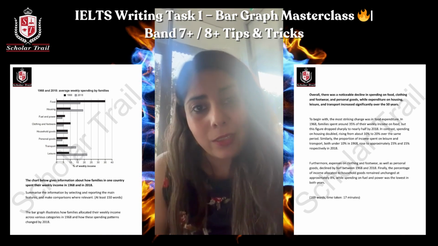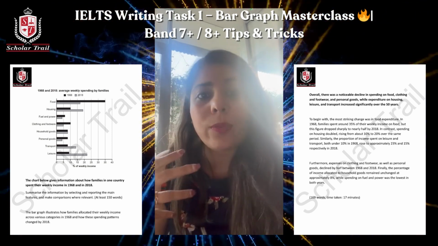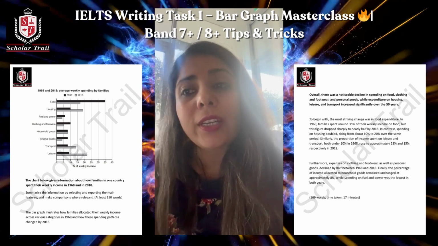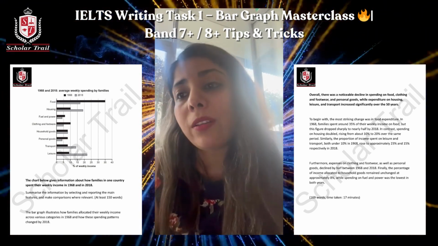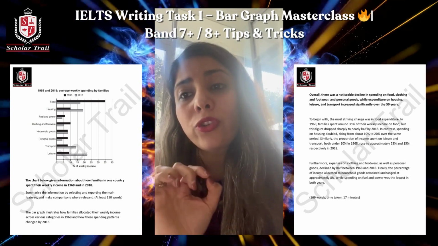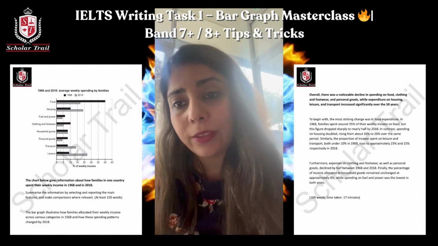Look at them nice and slow and then extract only the information which is important. Otherwise, you might end up making mistakes. All right, so our overall is a noticeable decline in food, clothing and footwear and personal goods, whereas if we talk about our expenditure on housing, leisure and transport, it has increased significantly over the years.